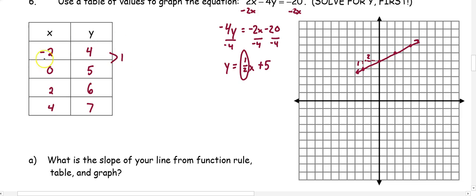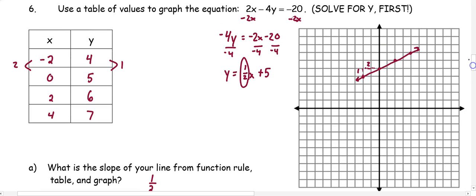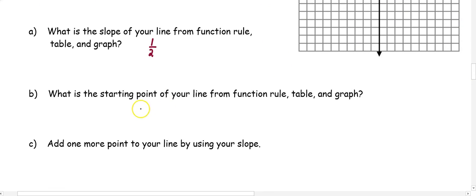And if I pick 2 points in our table, we changed by 1 to get from 4 to 5 and by 2 to get from -2 to 0. So my slope is 1/2 for all 3 things. What is the starting point? So the starting point is where we're crossing the y-axis at 0, 5, 5 in the table, and 5 in the function rule. So our starting point is 0, 5.